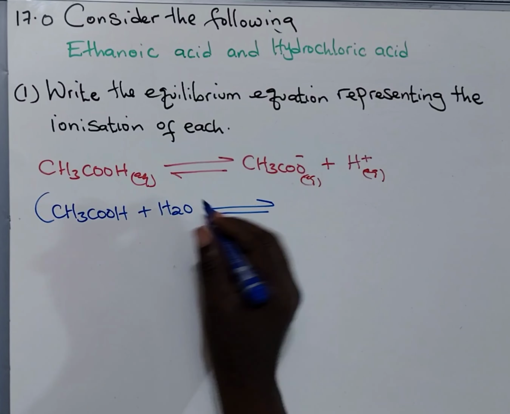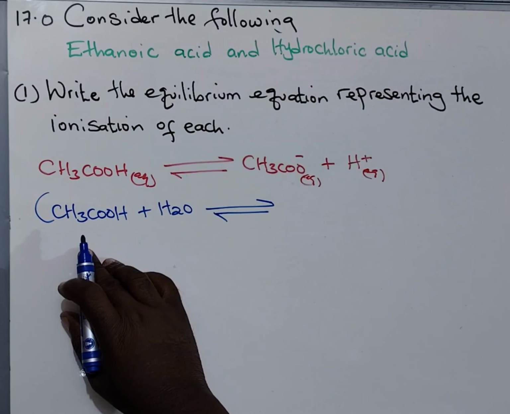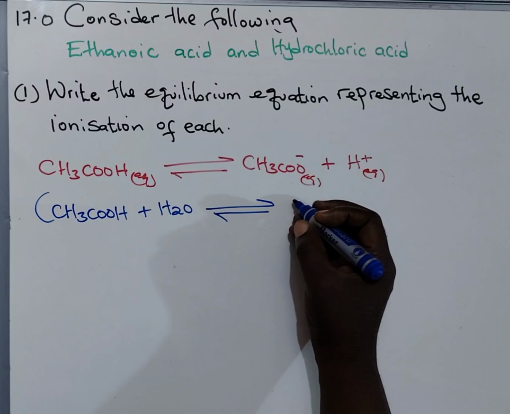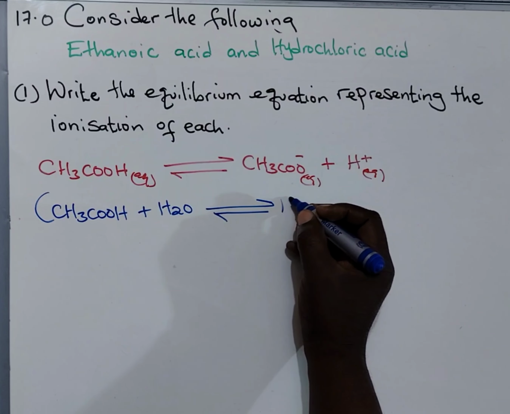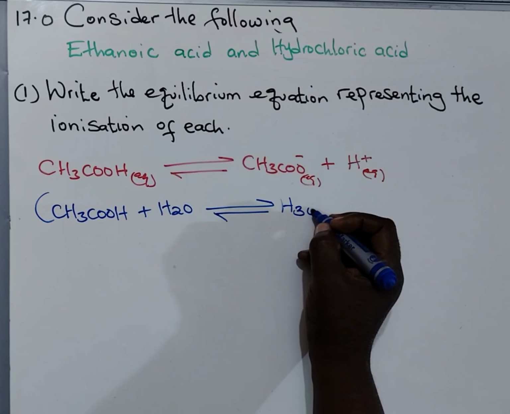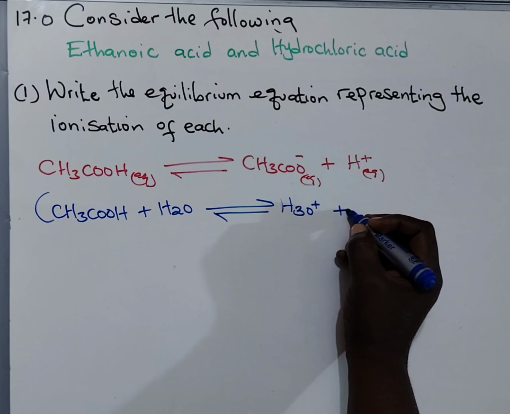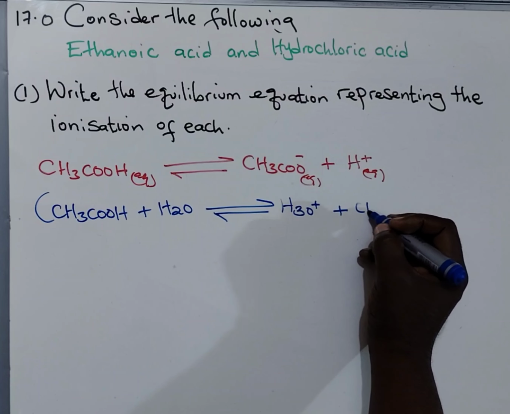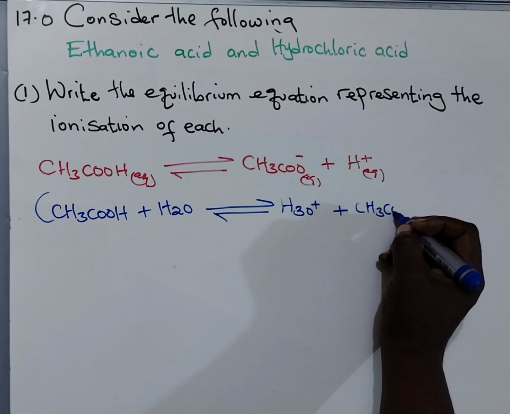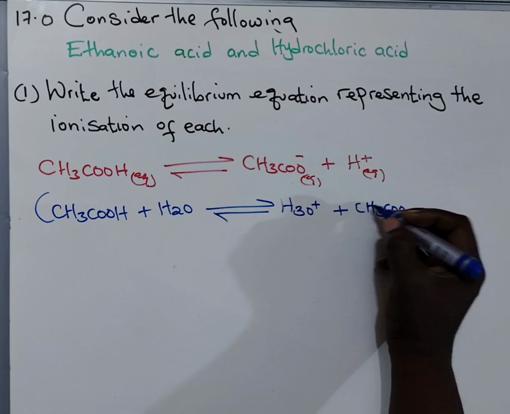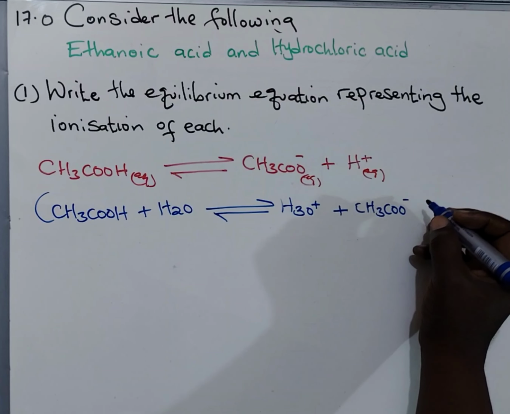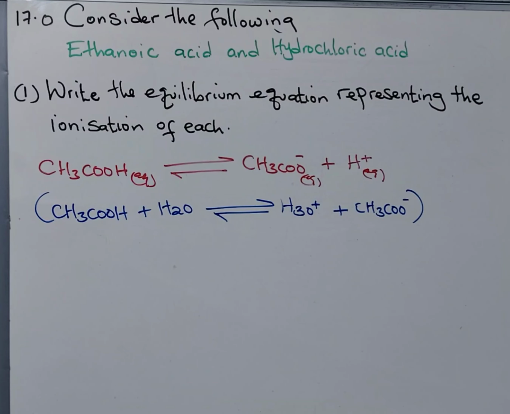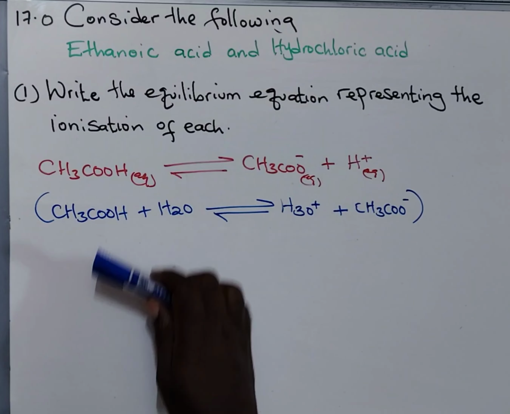This one being an acid according to Bronsted-Lowry, it donates a proton. This one receiving a proton becomes hydronium ion. And this one losing a proton becomes ethanoate ion. So both equations are the same. That is for ethanoic acid.